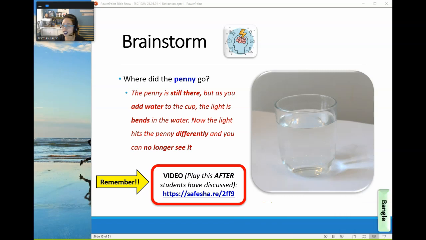All right, so let's take a look here at the things that he talked about. The penny, again, is still actually there. However, as we add water to the cup, light begins to bend within that water. And so bending, or refracting, means that now the light is hitting the penny differently. And so we can no longer see it the same way that we could before.